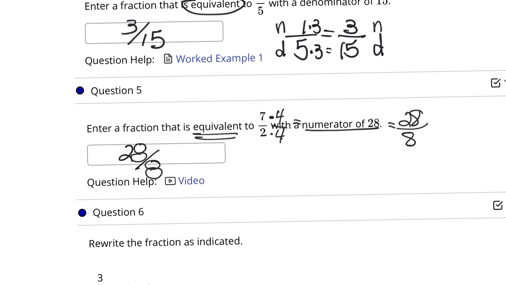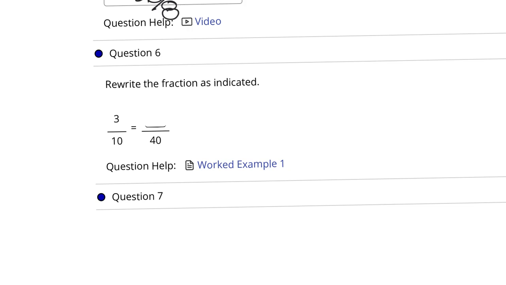And don't hesitate to watch their videos as well. Rewrite the fraction as indicated. They already have it all set up. 10 times 4 is 40. So to make it equivalent, 3 times 4 is 12.